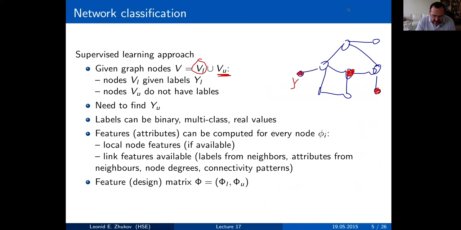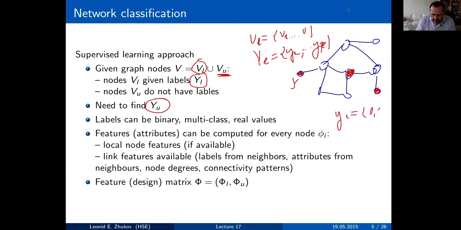We'll call them Y. So Y sub L is the set of labels for those labeled vertices. Again, V sub L is the set of nodes that are labeled, and Y sub L are the corresponding labels. And the goal is to find labels for the unlabeled nodes. Today we're going to be looking at Y to be from a binary set, either 0 or 1.